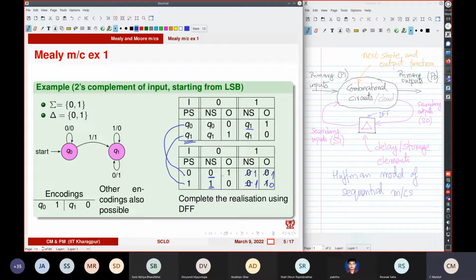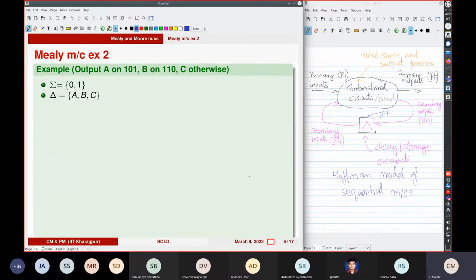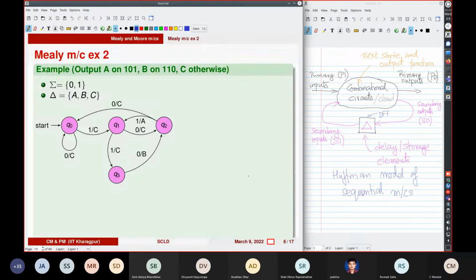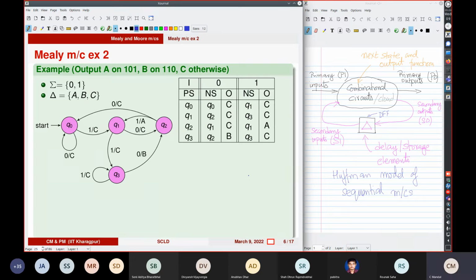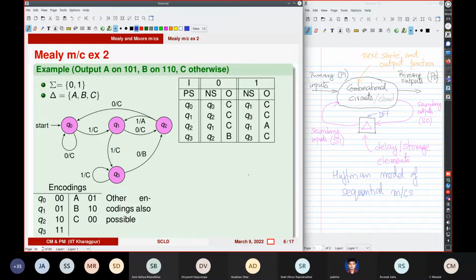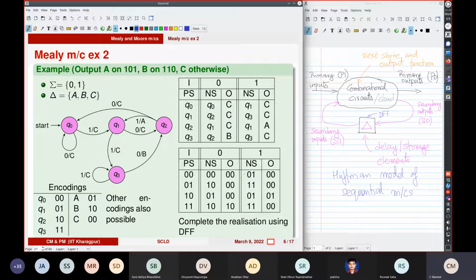I'm sorry, let us look at another. This one seems to have problems. Let's just look at another example. I hope I haven't made the same mistake here. So let us just see whether this is okay.